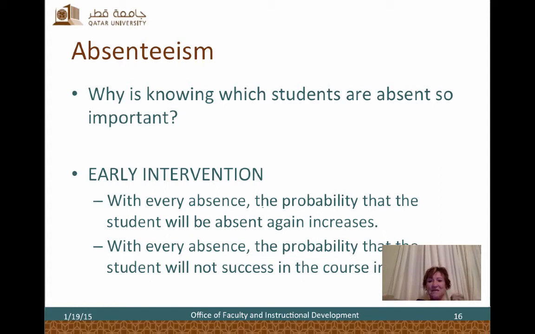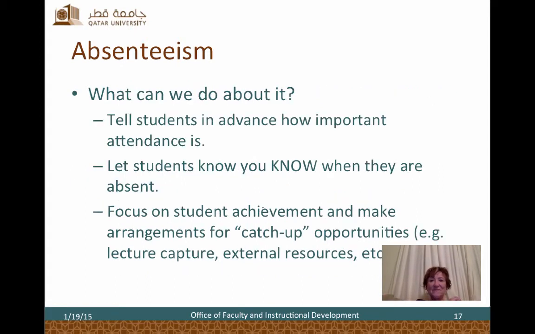So you need to do early intervention. Tell students how important attendance is. Let students know you know when they are absent. For example, send out a quick email that just says, "I missed you in class. Let me know if there is a problem that we need to talk about." It takes you 5 seconds, and even if you have 20 students absent, it only takes a few minutes out of your week. But it tells the students, "I know you were absent, you were missed."